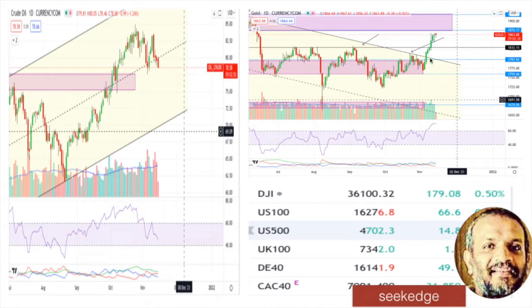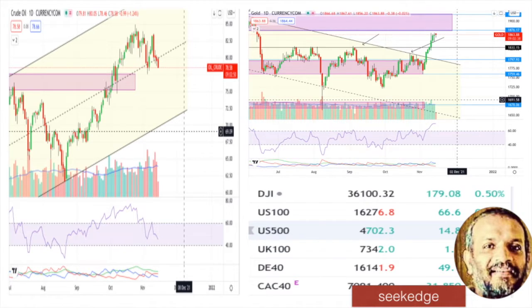So gold, you can see that it has broken out of a channel which is also a cup and handle pattern, and then it seems to be facing resistance right there at 1876, but overall it has great momentum, and that's a bullish breakout up move that you're seeing in the gold.